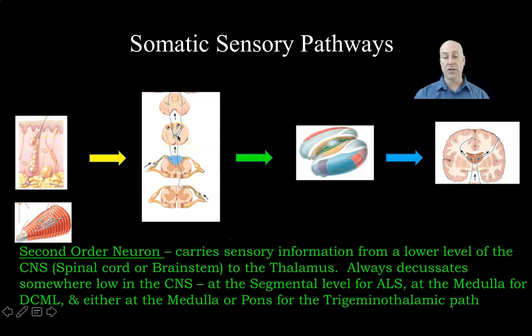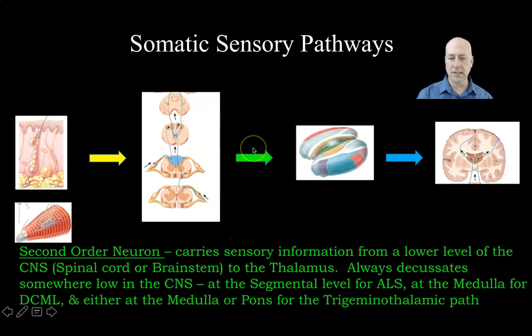So from the decussation, the decussation is going to occur at the end of the first order neuron, and then the decussation through the second. The second order neuron will take it from wherever it decussates or crosses, and it will cross somewhere in the CNS. It might cross all the way down at the segmental level, the spinal cord, if it's the ALS. If it's the DCML, it'll go up and it'll cross in the medulla. If it's the trigeminothalamic, it might decussate in the medulla, it might in the pons. Either way, the second order neuron is taking it from that decussation up to the thalamus.